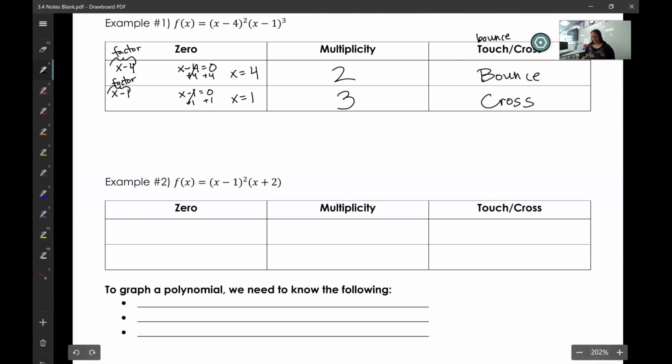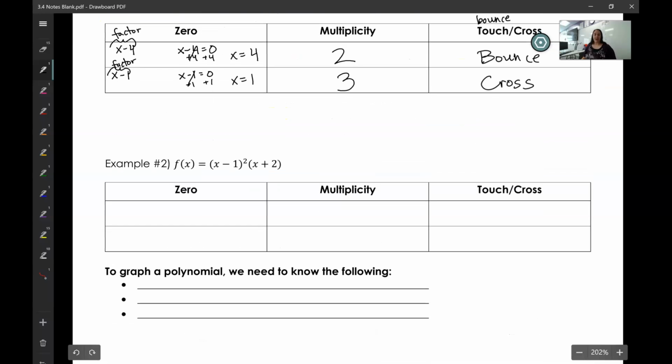So there's that one. I want you to try example number 2 on your own. List out the factors, set them equal to 0 and solve them. Say what their multiplicity is and then if it's going to bounce or cross. Pause the video, try that out on your own. Ready, set, go.